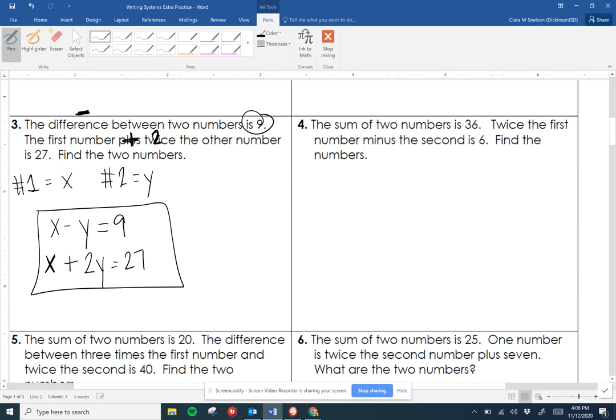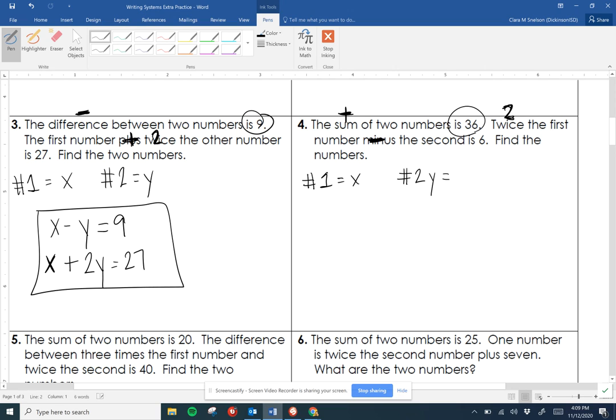Over here it says the sum, so that means we add, the sum of two numbers is 36. Twice, so 2 times, the first number minus the second number is 6. So our first number again will be X. Our second number will be Y.